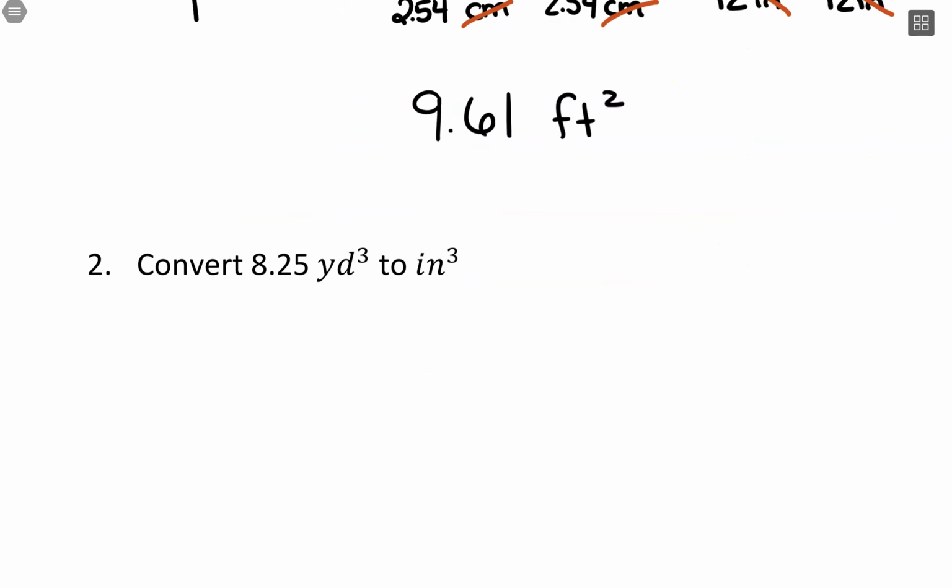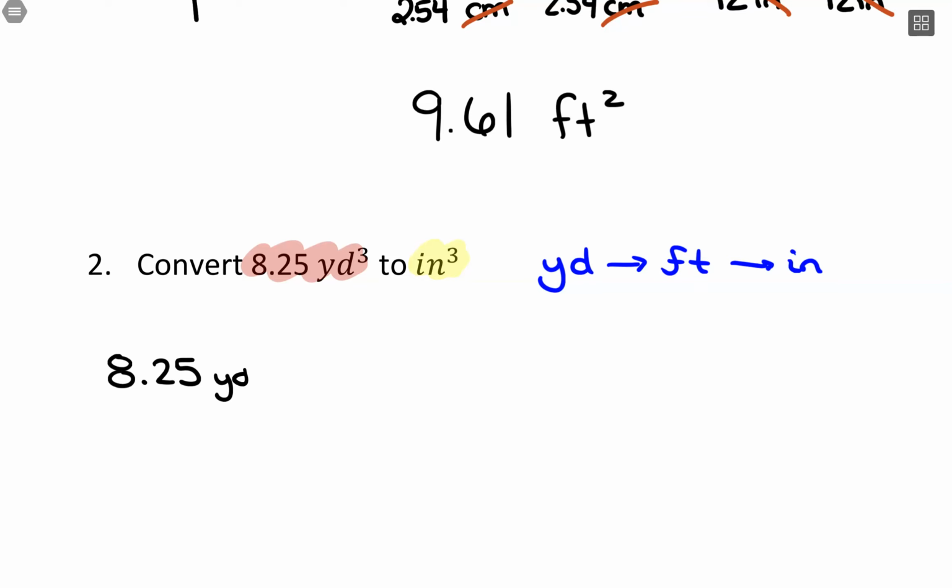All right, this one I'll show in the shortened form. So let's see, we have 8.25 cubic yards, and I want to change to inches cubed. So for yards, we can convert to feet and then to inches. So I'm going to have 8.25 cubic yards over 1. And then what I'm going to do is change yards to inches. I'm going to have those cubed. So, sorry, feet. That's our first step.